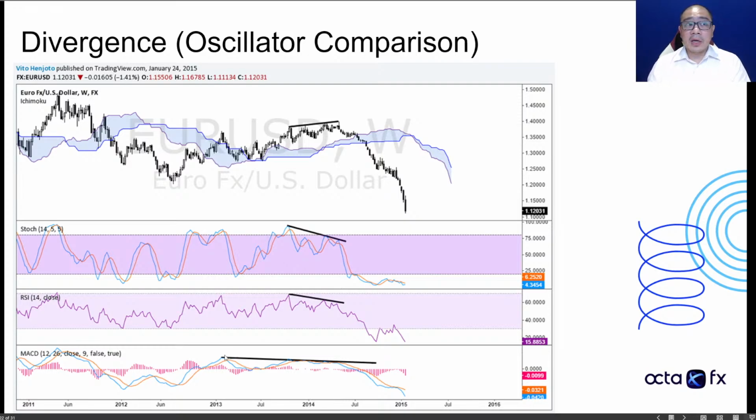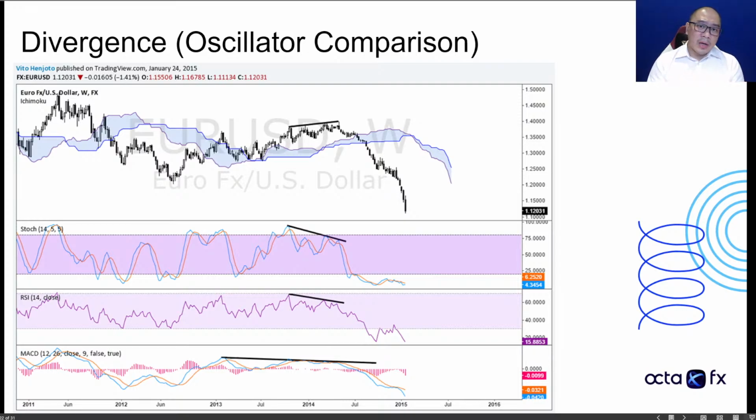The MACD actually started showing signs of divergence a year before the reversal happened, but it doesn't get that confirmation until around the same time as the RSI and the stochastics. Okay, so those are the three main differences.